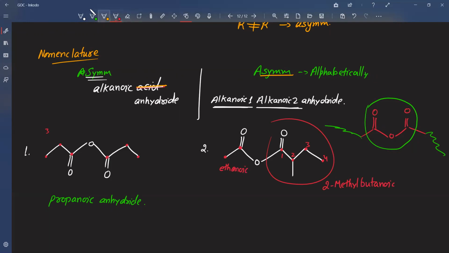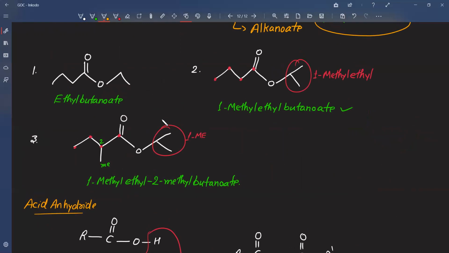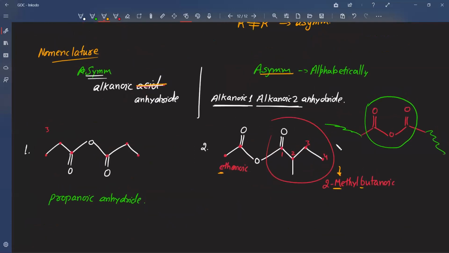So now which one will come first? You don't have to compare B and E. You have to compare M and E, because the entire substituent's name starts from here. That's why in most questions, when I find the name, I encircle the substituent and write the entire name there. That helps me if there is any alphabetical decision to take. So here I won't compare with B, I'll compare with M. Which one will come first? Ethanoic. So the name will be ethanoic 2-methylbutanoic anhydride.